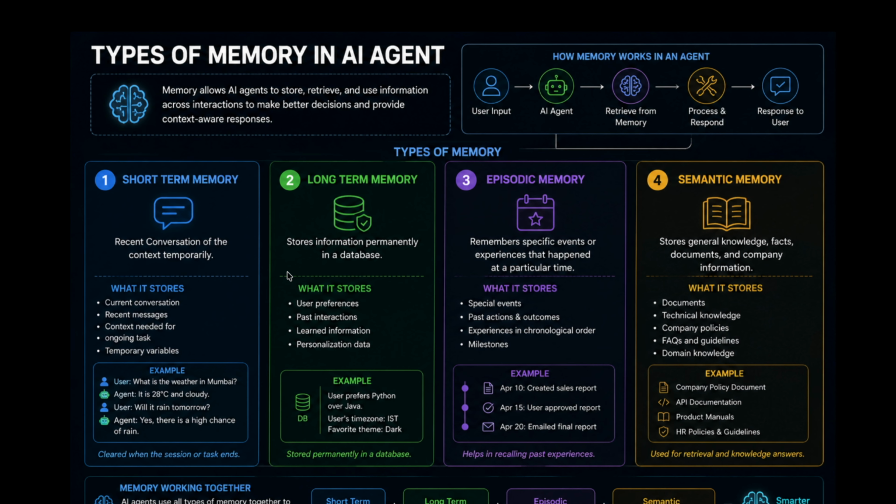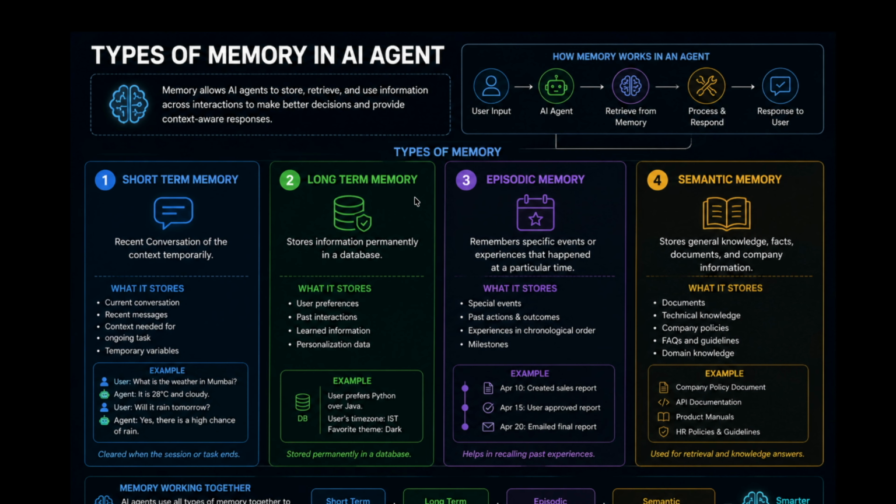Any AI agent, if you take it, these are the 4 types we can call out. The first thing is the short term memory. It stores the recent conversation. For example, if as a user I'm asking what is the weather in Mumbai, it says that it is 20 degrees Celsius. Then the next question I ask is, will it rain tomorrow? Yes, there is a high chance of rain. This is a kind of conversation it stores and keeps as a memory, which is basically the recent conversation.